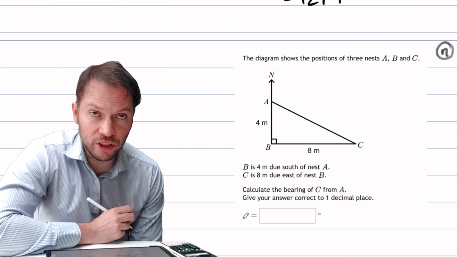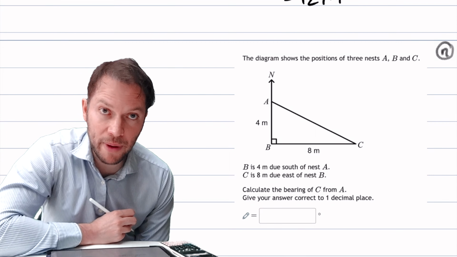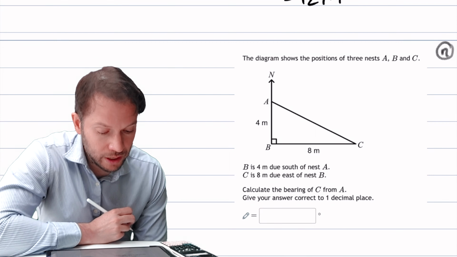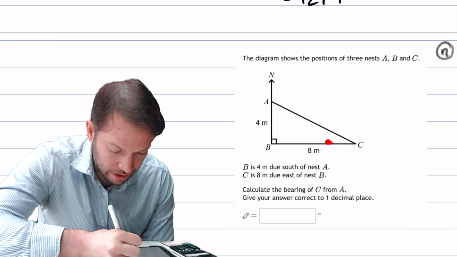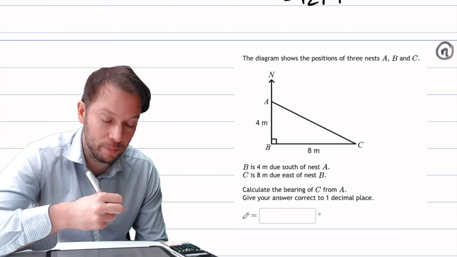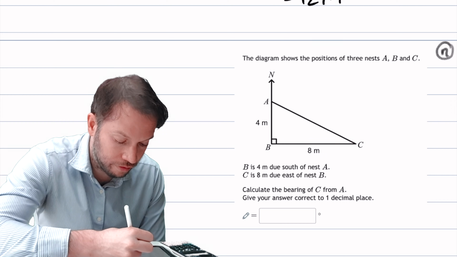Hi, in this video we're going to use trigonometry to find a bearing. The diagram shows the positions of three nests A, B and C. B is due south of nest A and C is due east of nest B. Calculate the bearing of C from A.